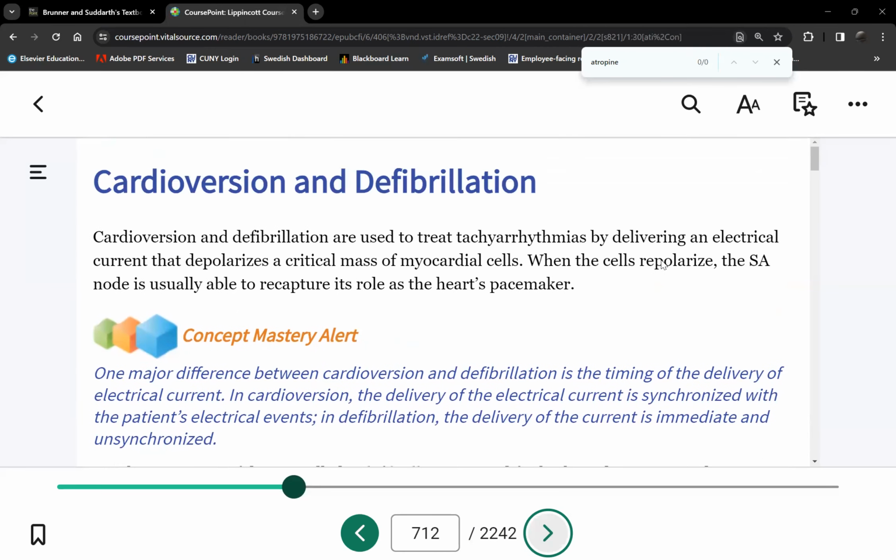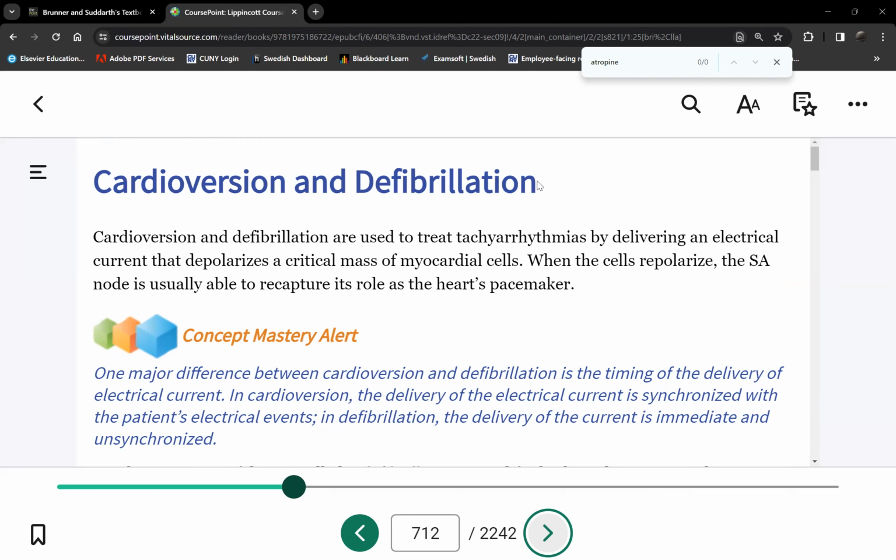Okay, pacemaker is another section. So let's just go down the chapter. Let's start with cardioversion and defibrillation. So remember this from last week? We managed atrial fibrillation and atrial flutter. What's the difference between these two?